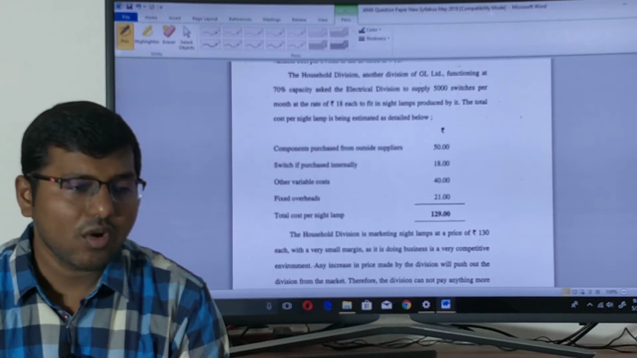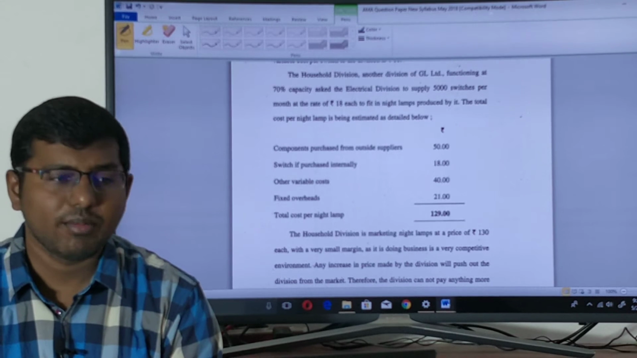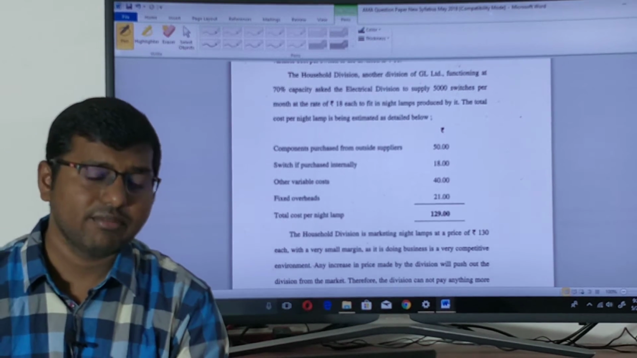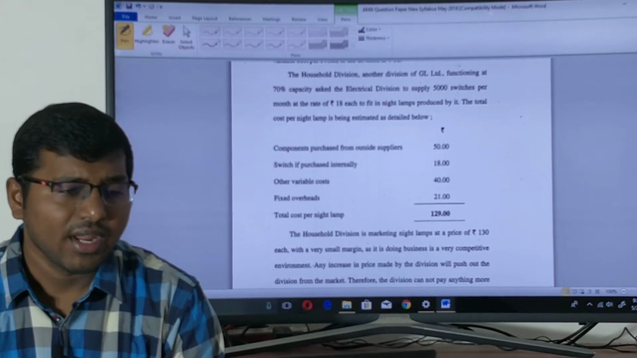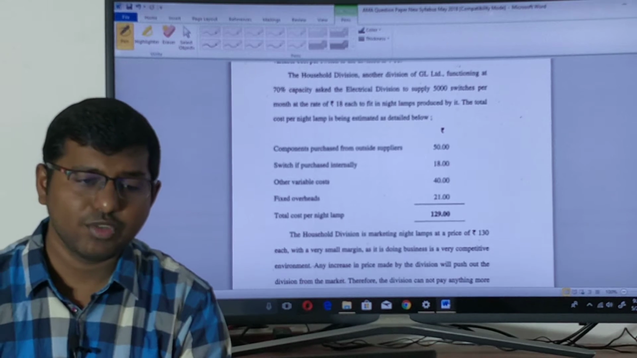The total cost per night lamp is estimated as detailed below. Components purchased from outside suppliers 50, switch if purchased internally, that is from the supplying division, at 18 rupees. Other variable cost is 40, fixed overheads is 21, and total cost per night lamp is 129.